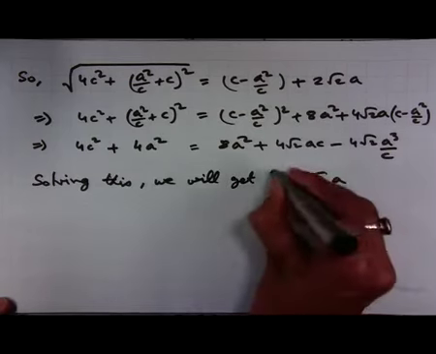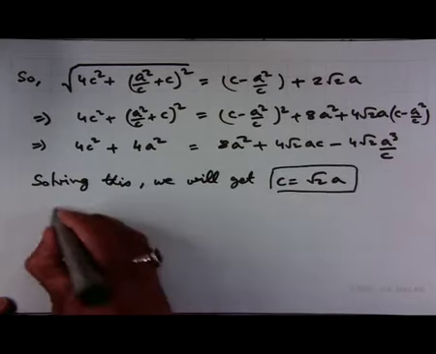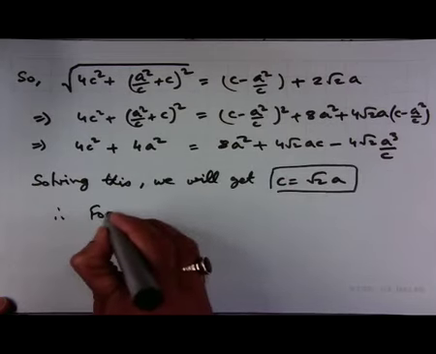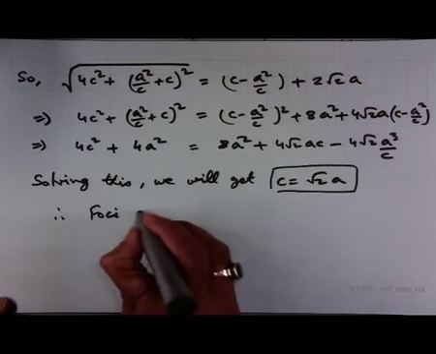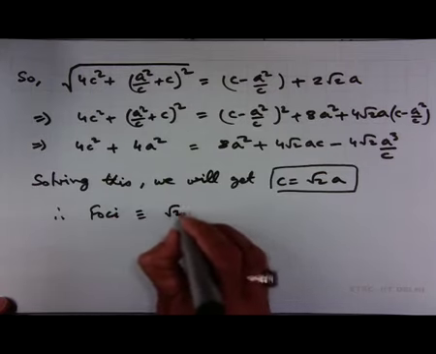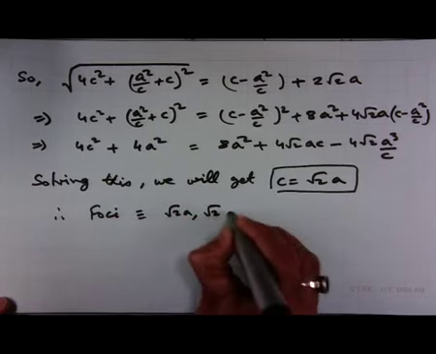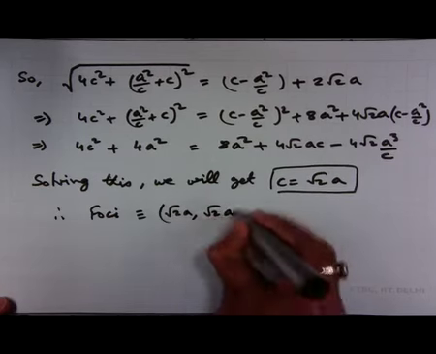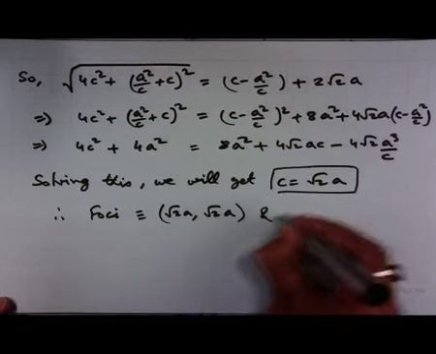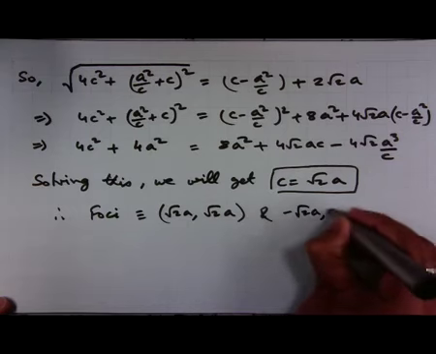Therefore, the foci are at the points root 2 a comma root 2 a and minus root 2 a comma minus root 2 a.